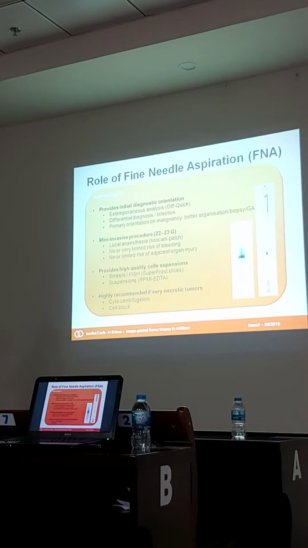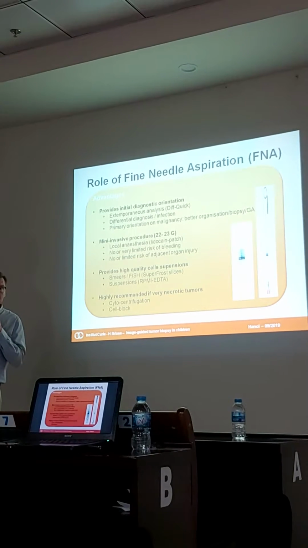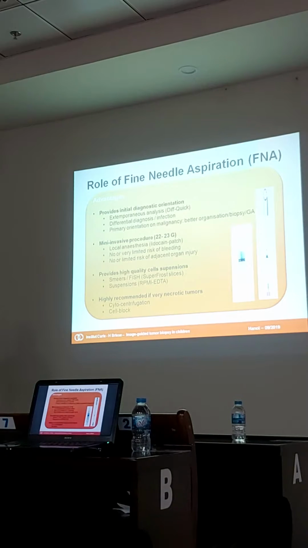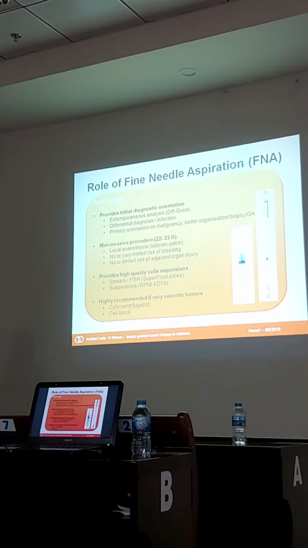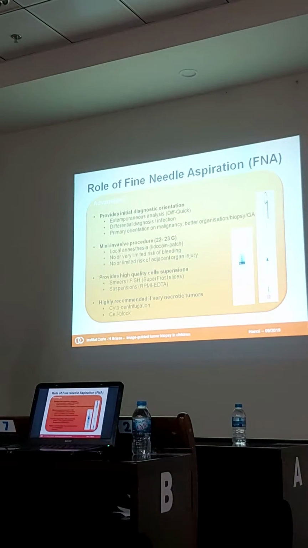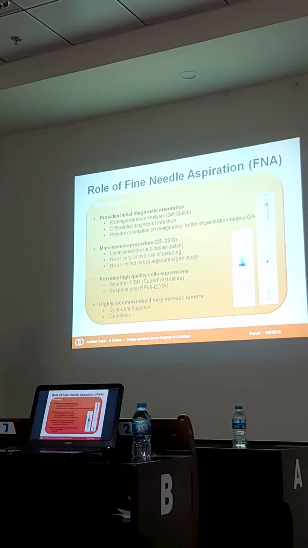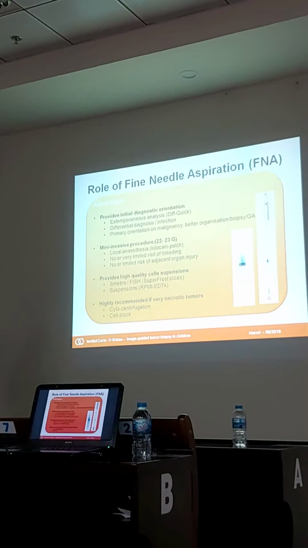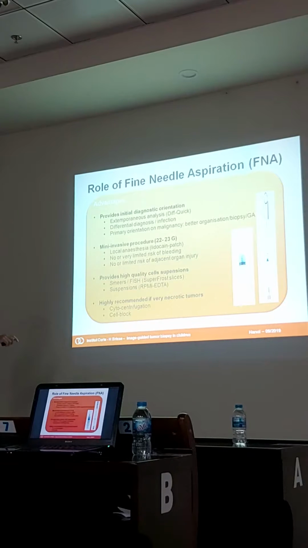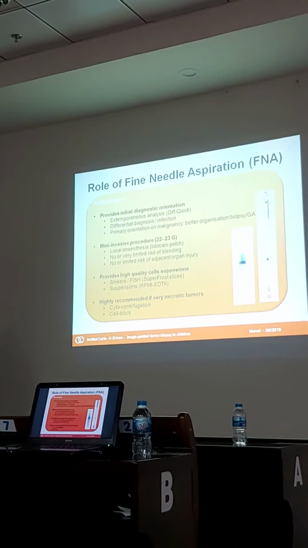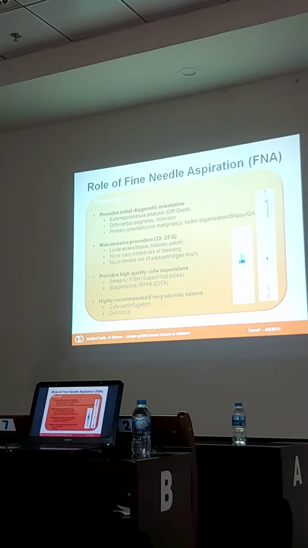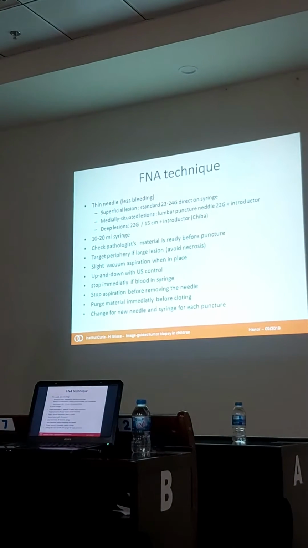For example, for very necrotic tumors, it is very helpful. When you have a huge neuroblastoma, sometimes you perform biopsies and you get only tissue fragments. You don't have very nice specimen. So we do that also in addition with biopsy, and we get a lot of tumor cells, and we usually get genetical information from this fine needle aspiration.